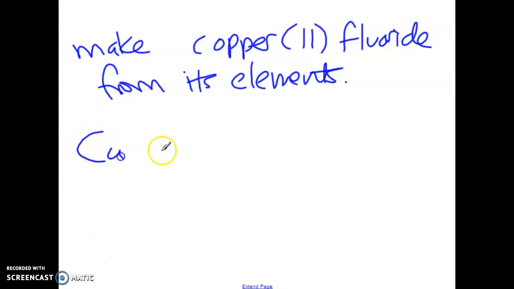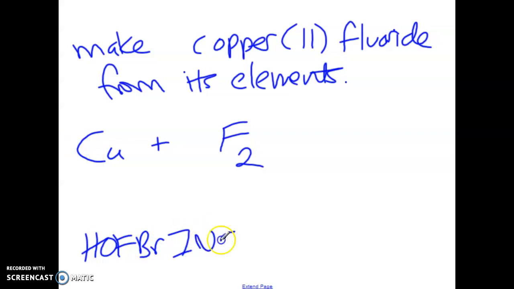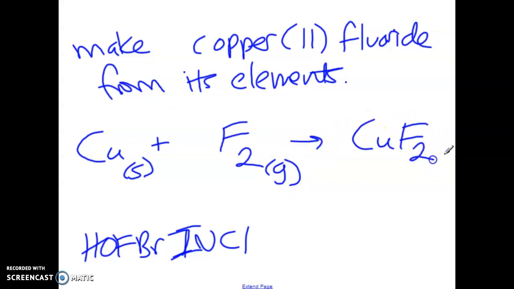Okay, so copper and fluorine. Remember that the Hofbrinkel elements always come in 2s. So in its elemental form, fluorine is F2. Copper is a metal, fluorine is a gas, making copper(II) fluoride.